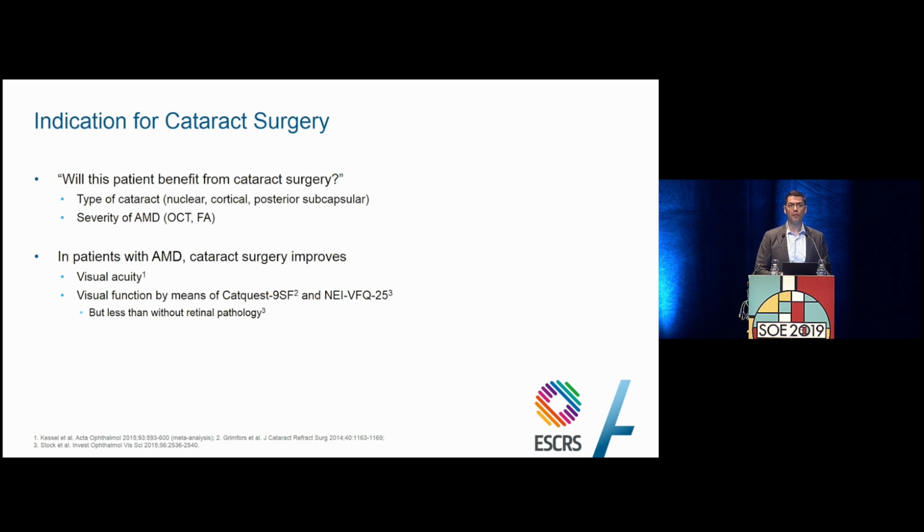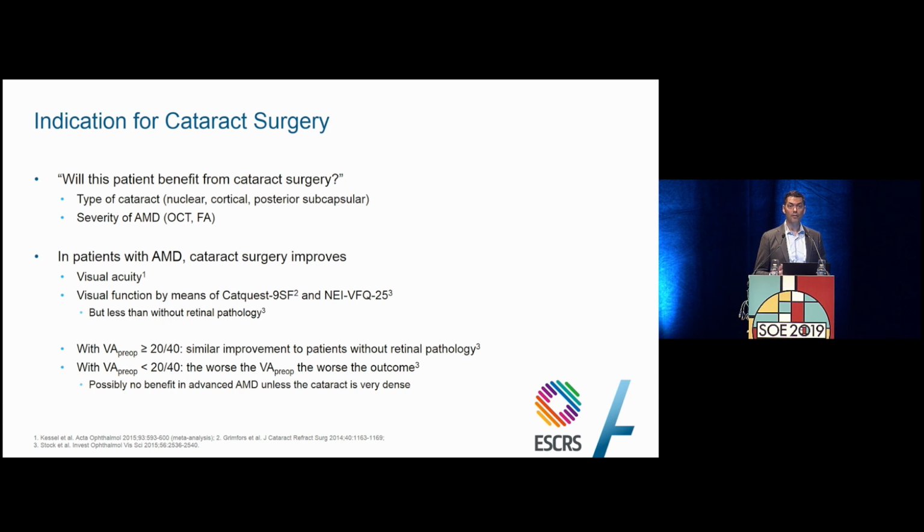Various studies have been performed on cataract in macular degeneration. What all studies show is that in patients with AMD, cataract surgery improves visual acuity and visual function, by means of patient-reported outcome measures like the Catquest and the National Eye Institute Visual Function Questionnaire. Although they gain in visual function and visual acuity, it is less than if you have no retinal pathology.